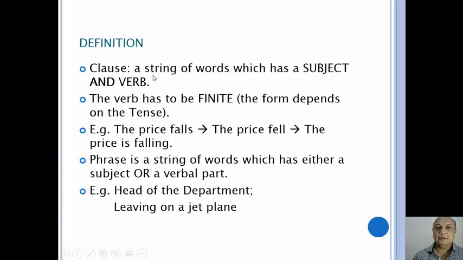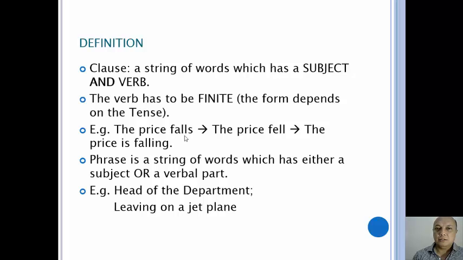That's a clause. So again, it's a string of words which has a subject and verb, which means that if there is a string of words, you can identify where the subject is and where the verb is. And the verb has to be finite. Now, finite means that the form of the verb depends on the tense. So, for example, the price falls. Here, falls is a finite verb. Why? Because if I change it into past simple, then it also changes into fell. So this is a finite verb.